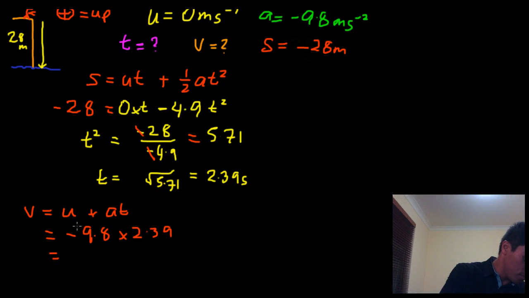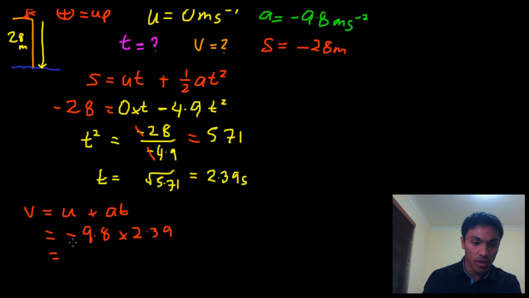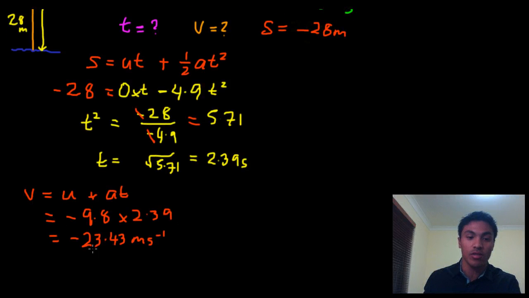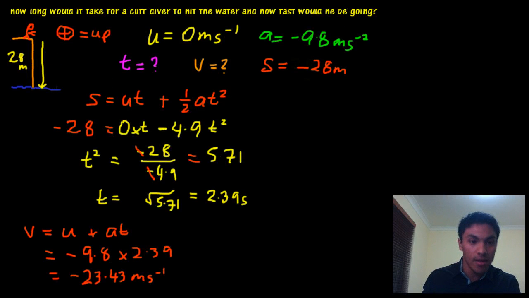And that'll end up being negative 23.43 meters per second. I hope that this second part also makes sense. So it'll be negative. This negative, because of our coordinate system, remember that positive motion is in the opposite direction, so a negative velocity just means a velocity in the downward direction. We can see that here.